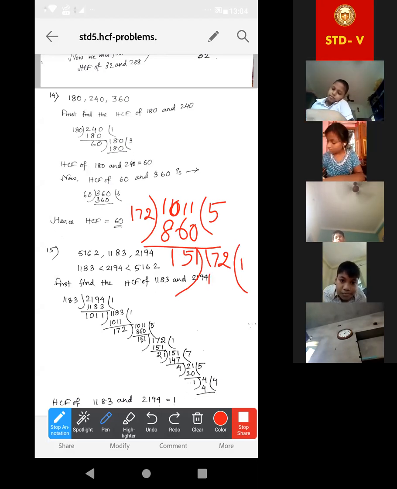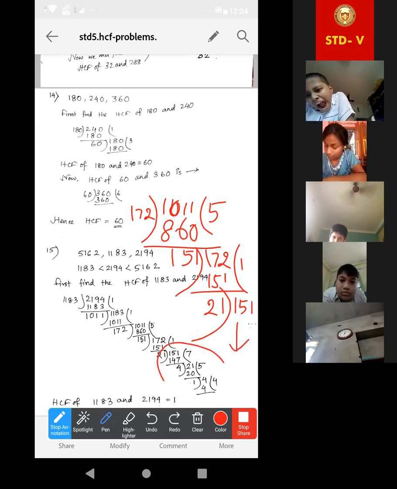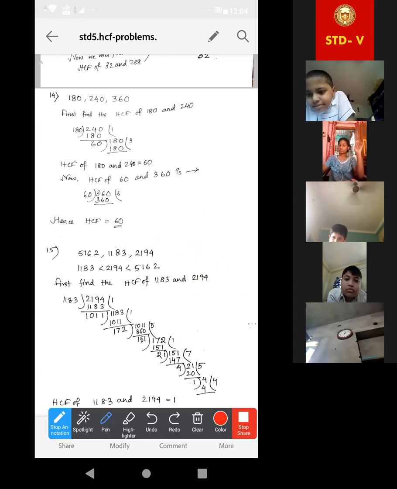151 divided by 172, again by 1. It will be 1 and it will be 2. By 21, we have to divide again 151. Continue this. These are the left part here. Look at this, okay?